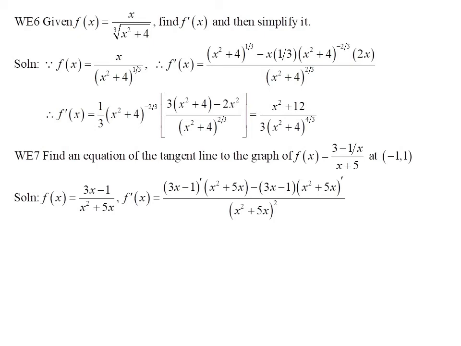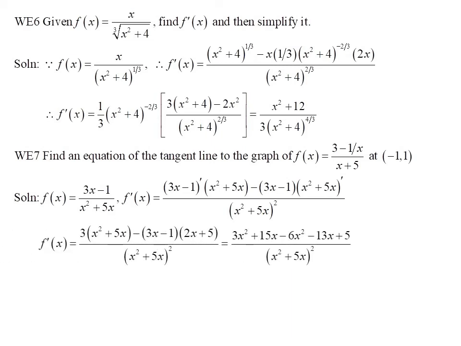Since f of x can be rewritten as (3x - 1) over (x squared plus 5x), then f prime of x equals the derivative of (3x - 1) times (x squared plus 5x), minus (3x - 1) times the derivative of (x squared plus 5x), all over (x squared plus 5x) squared.